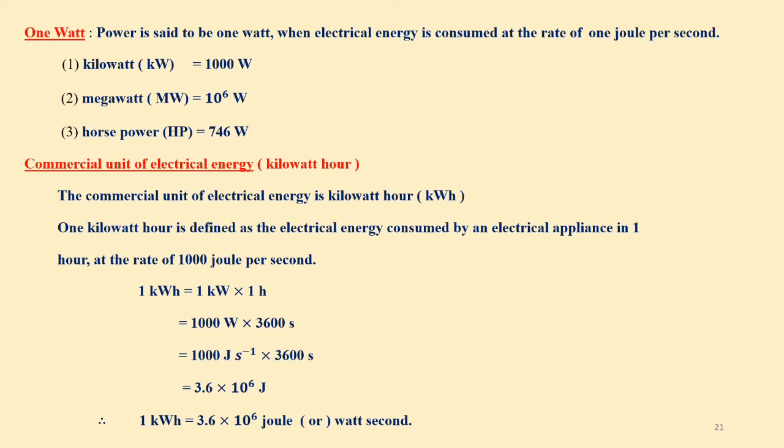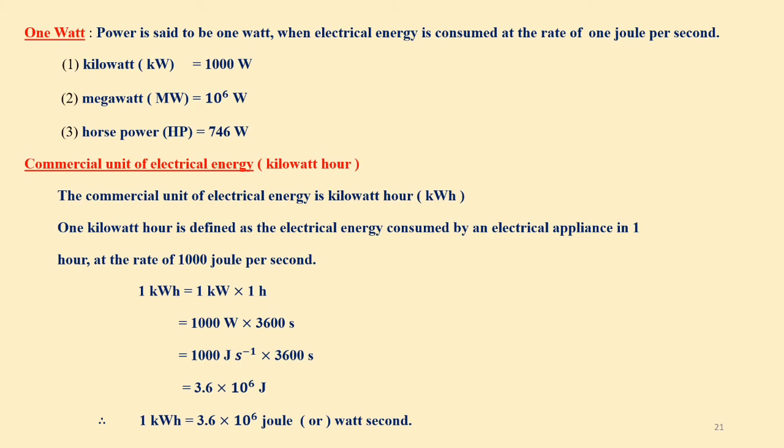Commercial unit of electrical energy. It is nothing but kilowatt hour. The commercial unit of electrical energy is kilowatt hour, kWh. 1 kilowatt hour is defined as the electrical energy consumed by an electrical appliance in 1 hour at the rate of 1000 joule per second.